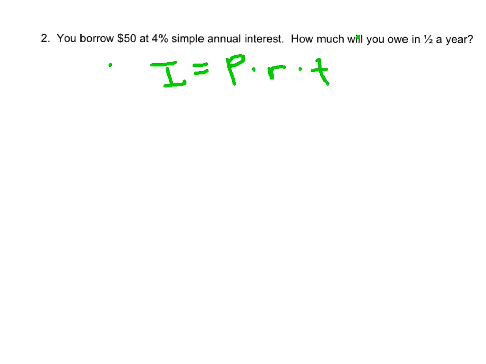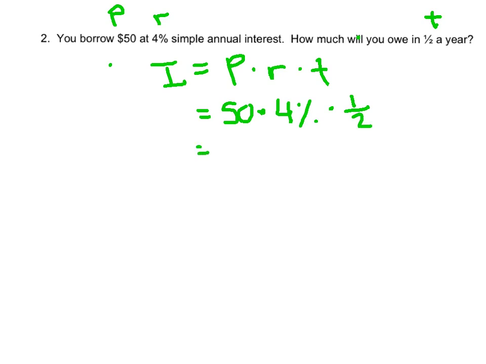So hopefully you identified principal as $50. The interest rate is 4%, and the time is half a year. Now when you put this into your equation, everything just plugs in the way you see. So to figure out how much simple interest you get, you're going to take your principal, which is $50, multiply that times your interest rate, which is 4%, times the year. In this situation, it's half a year.